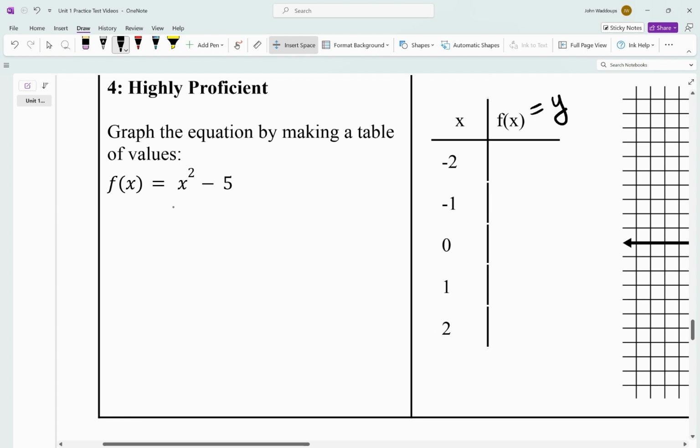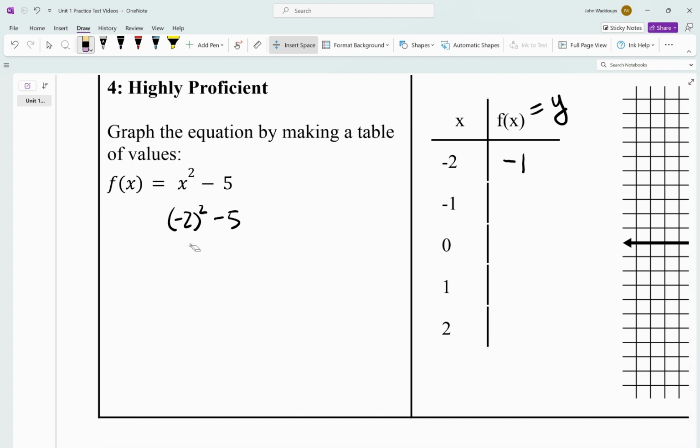Now I just put in, say here, -2 squared for x, minus 5. If you take -2 times -2, you get positive 4, and 4 minus 5 is -1. So the value here for y is -1. And then I do the same thing with each of the other values.